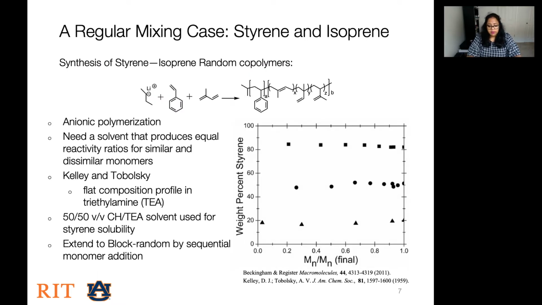Some of the experimental studies that Brian's group has done previously show that the regular mixing works for the case of styrene and isoprene. The first challenge that they overcame was to get truly random copolymers without any gradients. By using this solvent mixture of cyclohexane and THF, you're able to get block random copolymers with no gradients or no tapers. So you just get a single block, and then it switches to a random block.